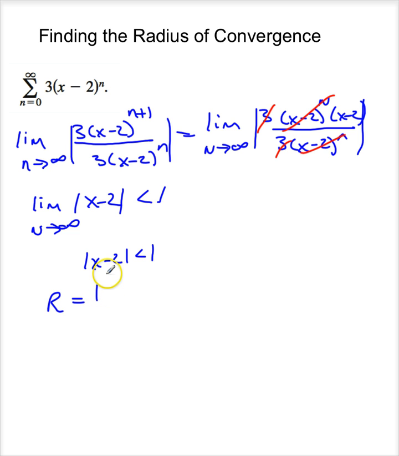Now, what happens if x minus 2 equals 1? All right, so what happens when, oh, let's not do that right now. Let's just look for absolute convergence.